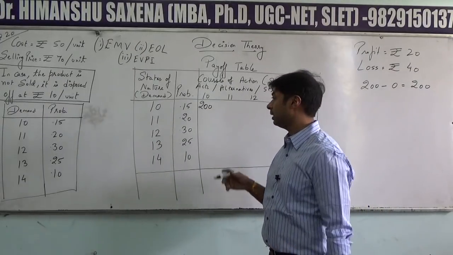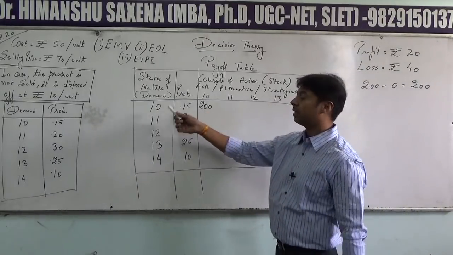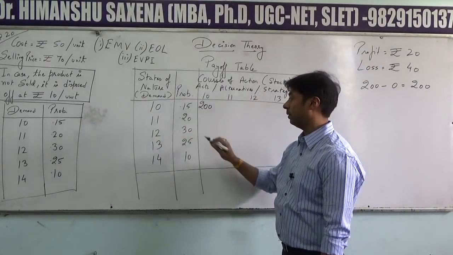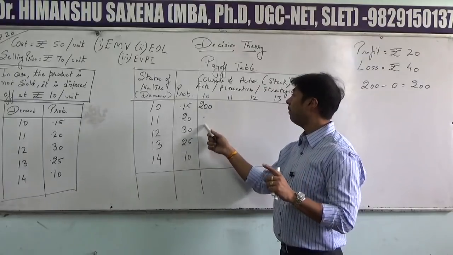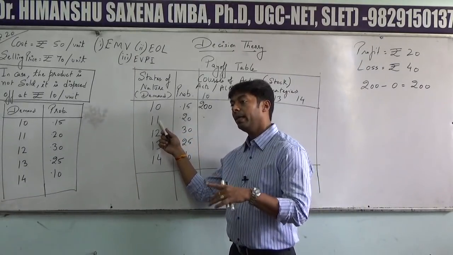Payoff is defined as the net benefit arising at a particular combination of state of nature and course of action. Next, you are having a stock of 10 units, while the customer is demanding 11 units.